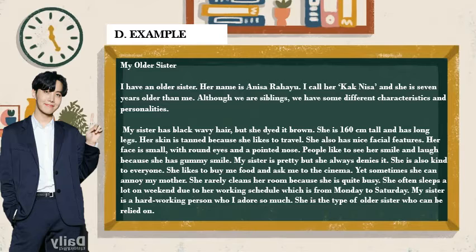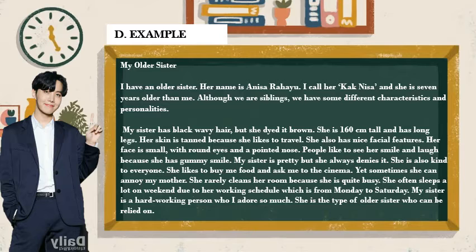My sister has black wavy hair, but she dyed it brown. She is 160 centimeters tall and has long legs. Her skin is tan because she likes to travel. She also has a nice facial feature. Her face is small, with round eyes and a pointed nose. People like to see her smile and laugh because she has a gummy smile. My sister is pretty, but she always denies it. She is also kind to everyone. She likes to buy me some food and ask me to the cinema.